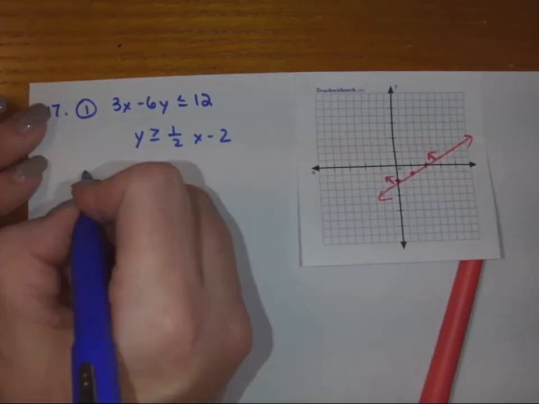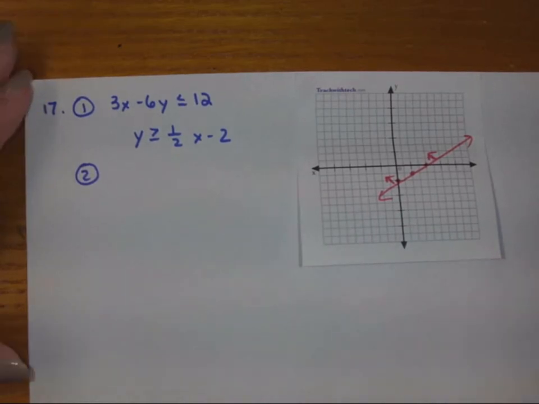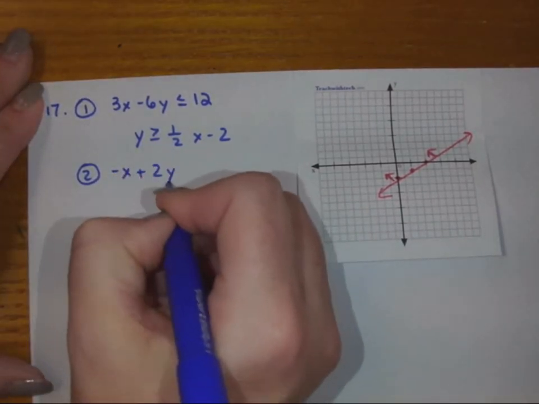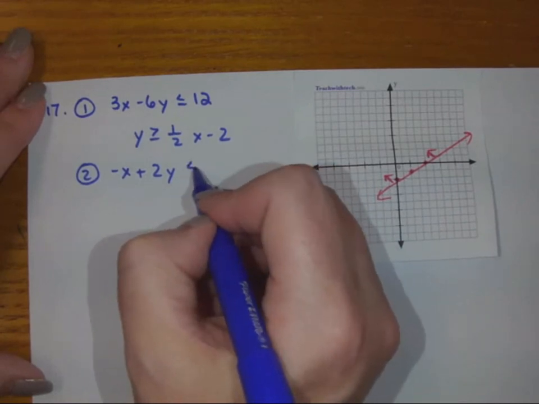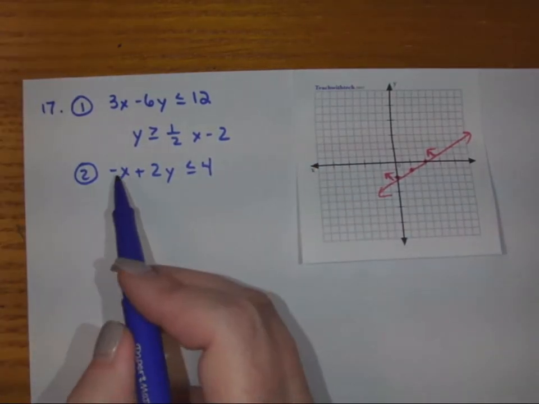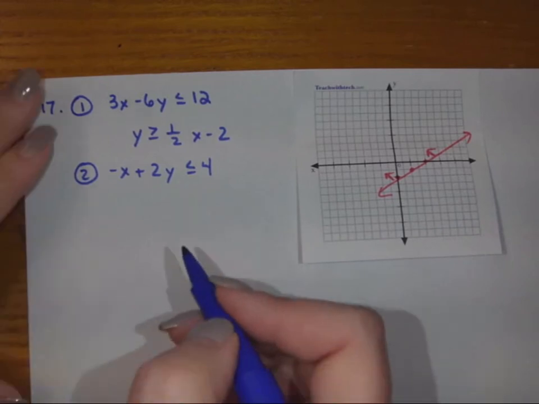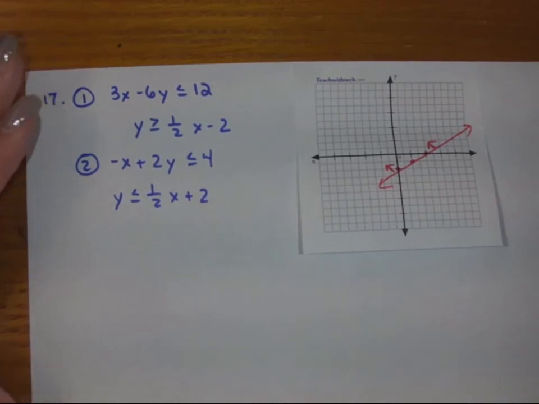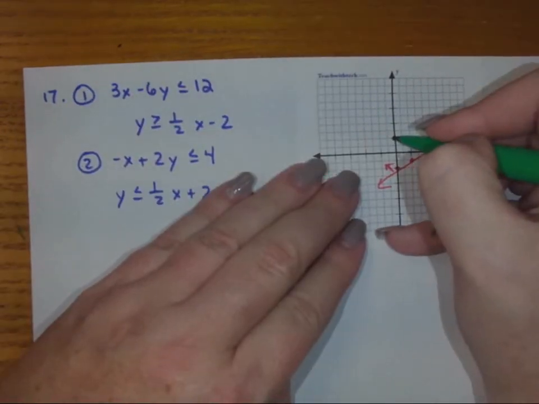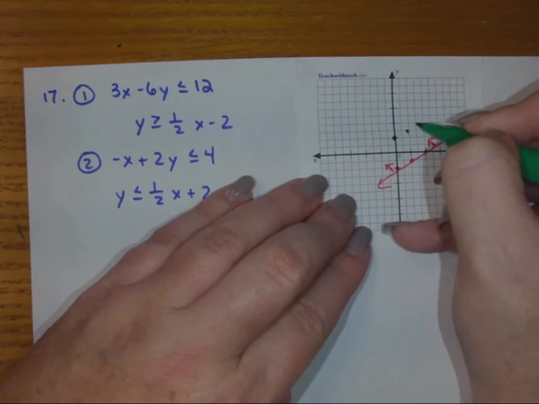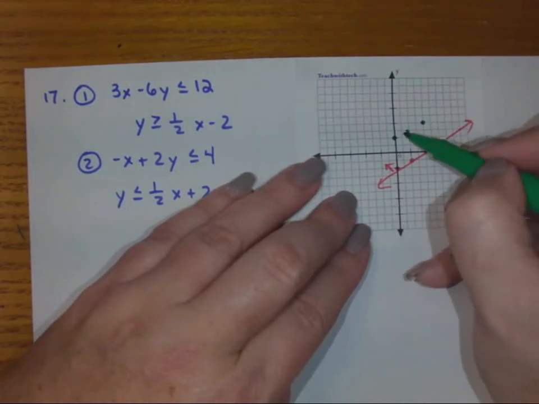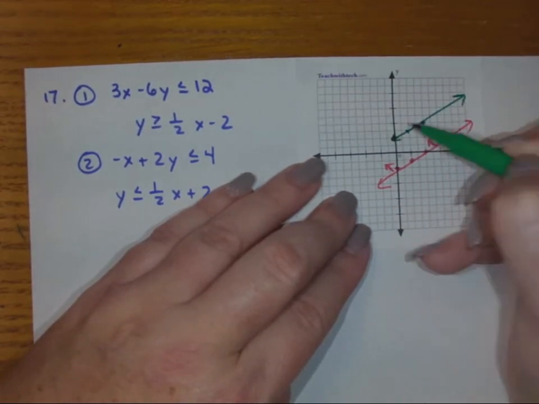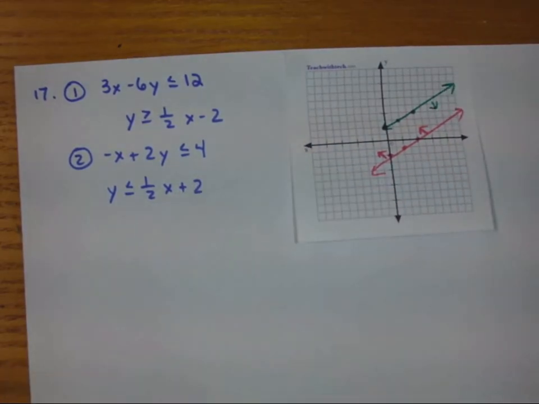Okay, equation number 2 starts off looking like negative x plus 2y is less than or equal to 4. Again, you would add x to both sides, you would divide by 2, so you should get y is less than or equal to 1/2 x plus 2. I'm going to graph that with a different color, maybe. So notice this has the y-intercept at 2, up 1 over 2, up 1 over 2. So we actually have parallel lines here, if you can notice, and we're shading this way.